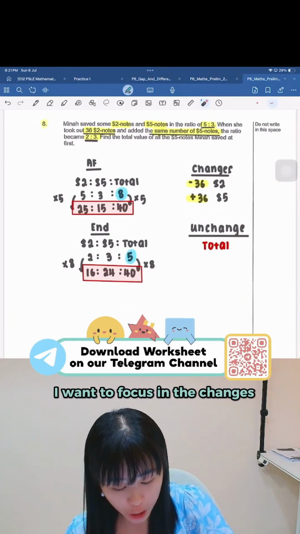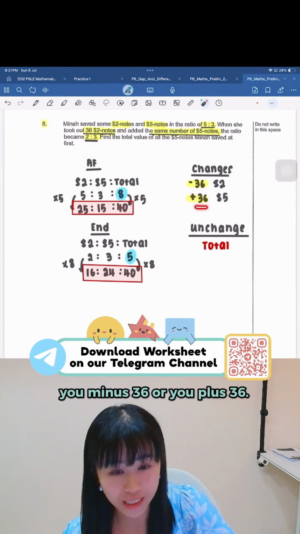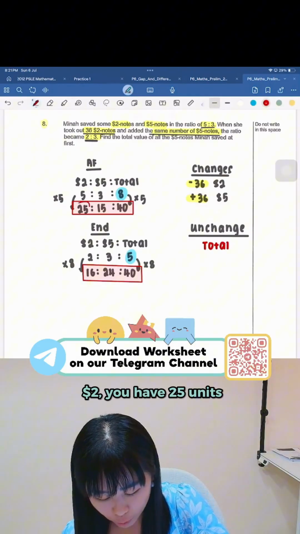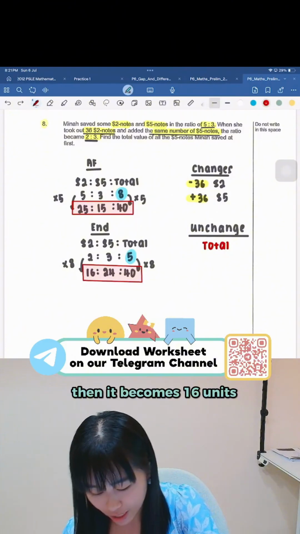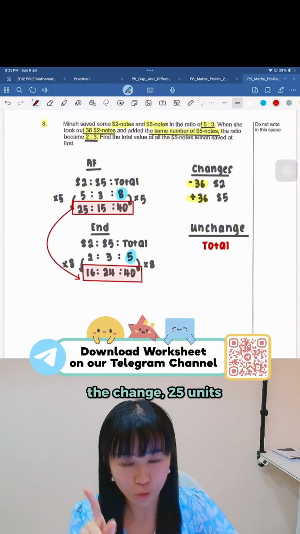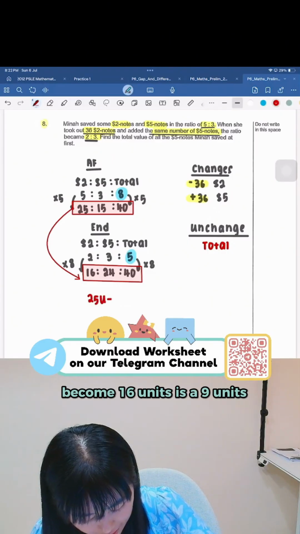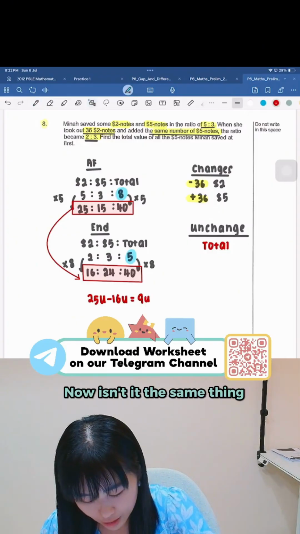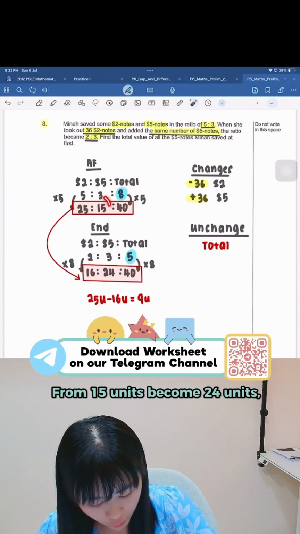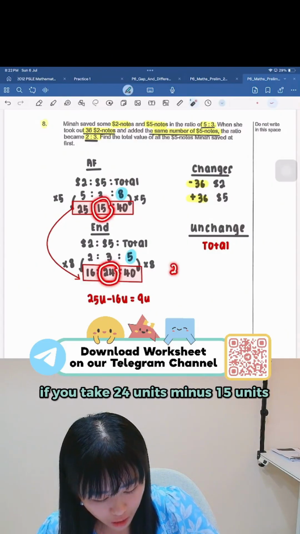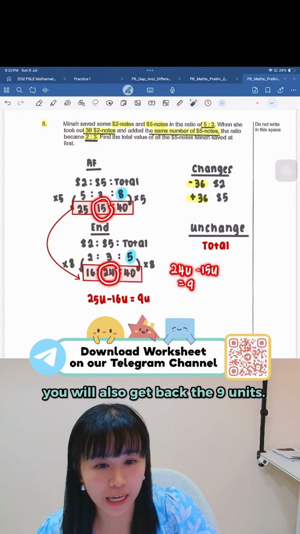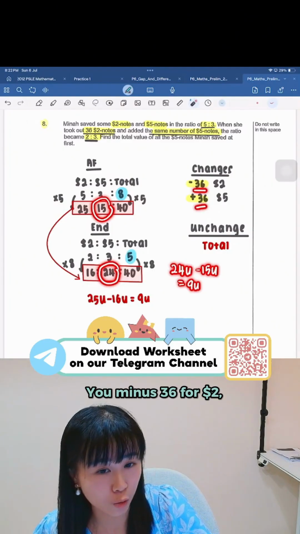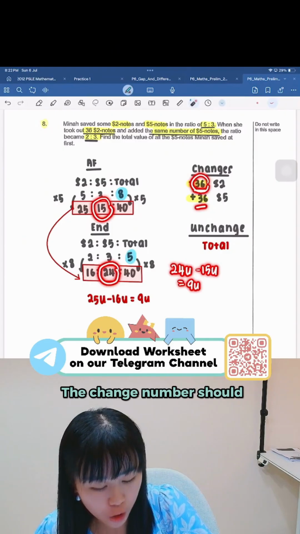I want to focus on the changes because I know the change is either you minus 36 or you plus 36. This is the only number I can work with here. So let's look at the changes. For $2, you have 25 units. Then it becomes 16 units. So look at the change: 25 units becomes 16 units, which is a 9 unit change. Yes, those of you getting 9, very good. Now, isn't it the same if you check for $5? From 15 units it becomes 24 units. If you take 24 units minus 15 units, you also get back the 9 units. The reason the change is the same is because the change number here is the same. You minus 36 for $2, you also plus 36 for $5. The change number should be the same.